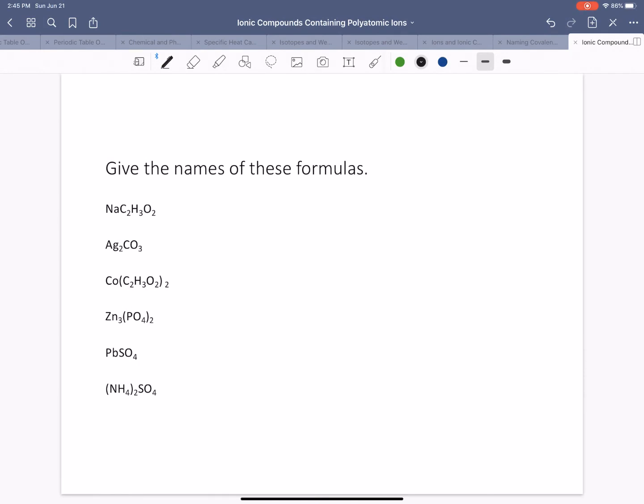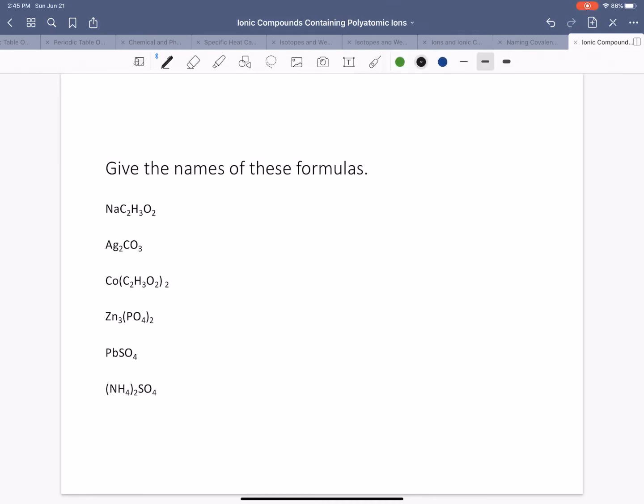Okay, let's go the other direction. Before, we were building our compounds, but now they're built, and we're going to name them. It gets kind of confusing because of all the letters and numbers, which is why it's super helpful to have memorized the polyatomic ions or to have that handy as you go through problems like this.